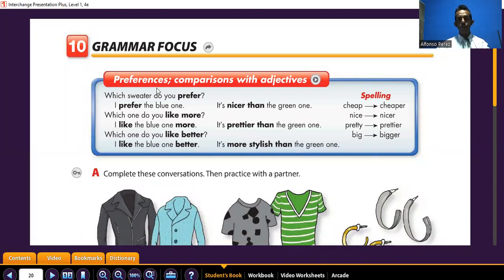When we talk about preference, comparison with adjectives, we have: Which sweater do you prefer? I prefer the blue one. For short adjectives, add ER. It's nicer than the green one. I like the blue one more, so you use prettier for pretty, you change the Y for I, prettier. I like the blue one better. Okay, so better is a comparative form for good. And more stylish, okay, stylish is a long adjective, you say more stylish.